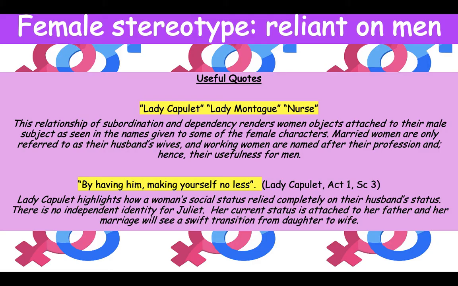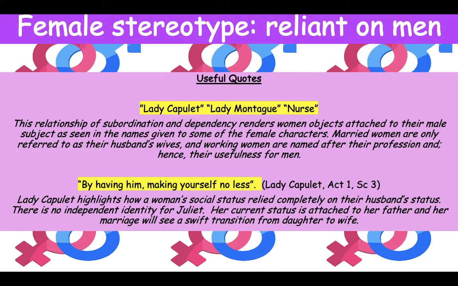So first of all, look at the names of some of the characters: Lady Capulet, Lady Montague, and Nurse. This relationship of subordination and dependency renders women objects attached to their male subject, as seen in the names of some of the female characters. So married women are referred to as their husbands' wives, and working women are named after their profession and therefore their usefulness for men. So they don't really have an identity separate to the man in their life, whether that be their husband or their employer.